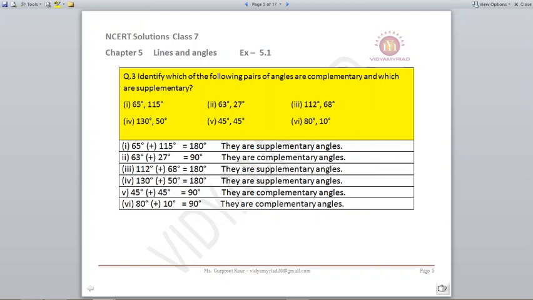112 plus 68 is equal to 180, so supplementary. 130 plus 50 is 180, supplementary. 45 plus 45 is 90, complementary. 80 plus 10 is 90, so they are complementary.